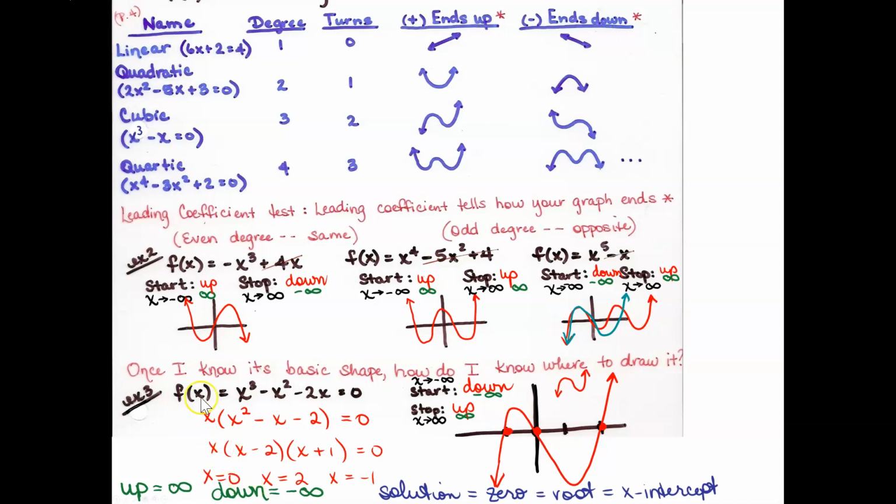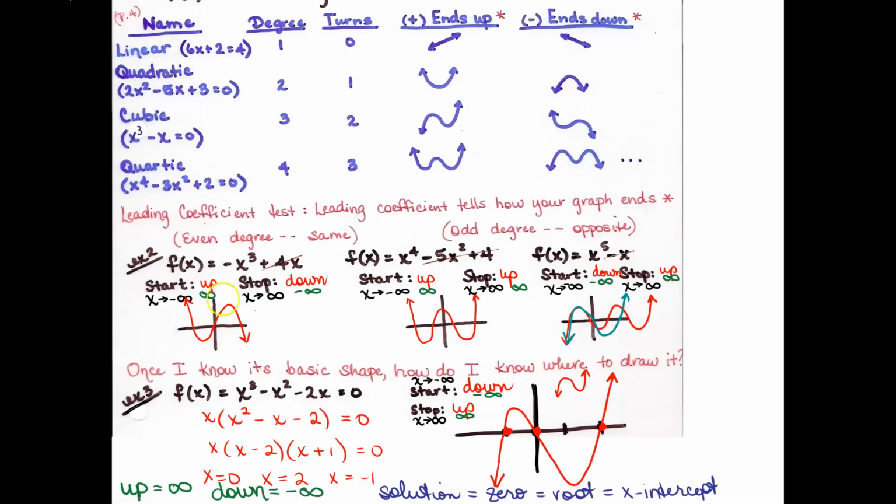So if we go back to each of these problems that we had, you can see for this first example, it would start at infinity and it would stop at negative infinity. Then the next one, it would start at infinity and stop at infinity. It would start at negative infinity and stop at positive infinity. And then this last one that we just did, it would start at negative infinity and stop at positive infinity. So just another way of saying the exact same thing.